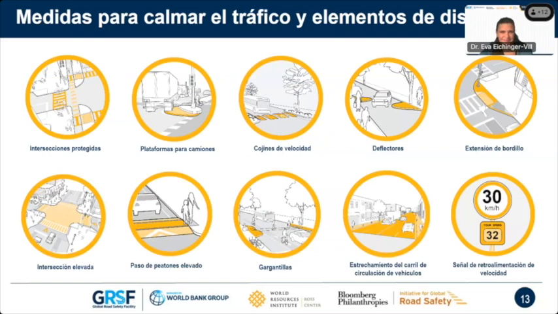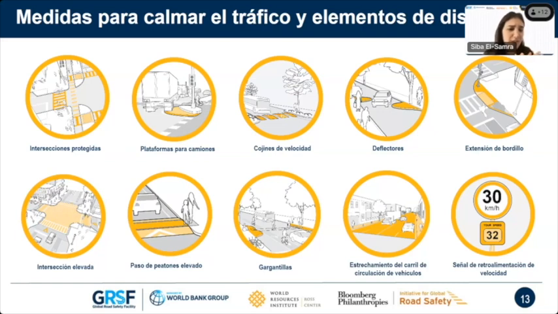Thank you, Eva. Thank you, everyone, for joining us today for the third session. So yes, as Eva mentioned, there are different ways you can calm traffic and lower speeds physically with the infrastructure. And I'll walk you through some of these. And through the slide earlier, we saw that you're pretty familiar with most of these measures already. So that's great to know.